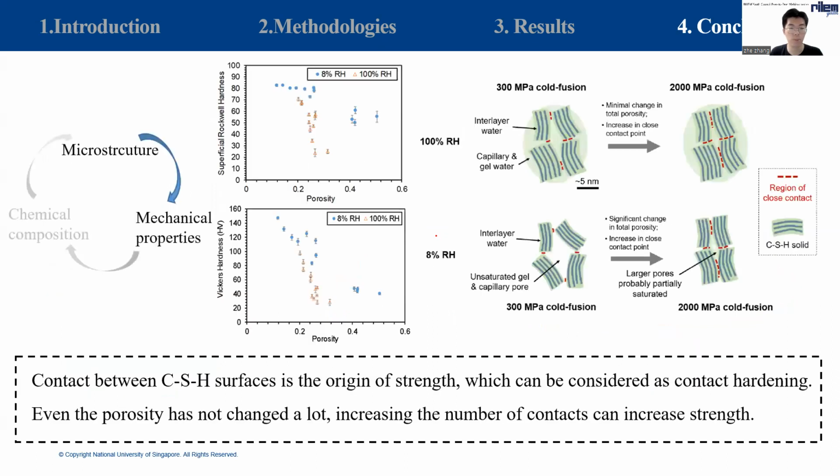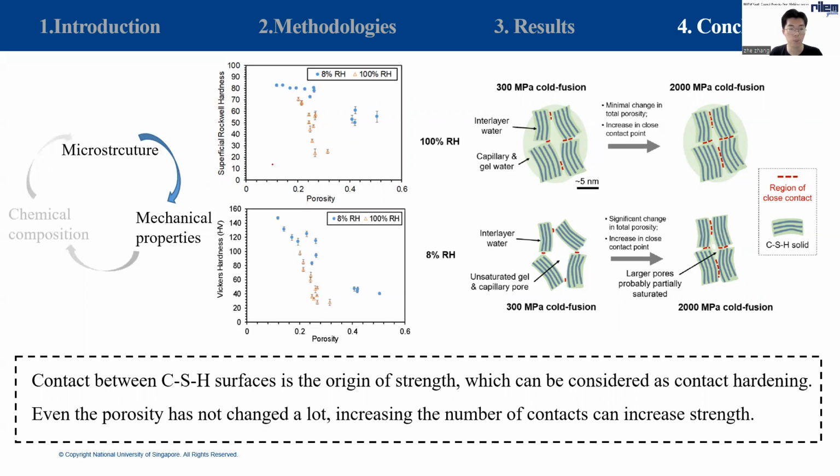As for the influence of microstructure on hardness, these two graphs provide us with some new insights. The x-axis is the total porosity of the CSH pellets, and the y-axis is the superficial Rockwell hardness and Vickers hardness, respectively. All the data points under different conditions are put together. For CSH powders cured in 8% RH condition, higher compacting pressure will result in lower porosity and higher hardness.